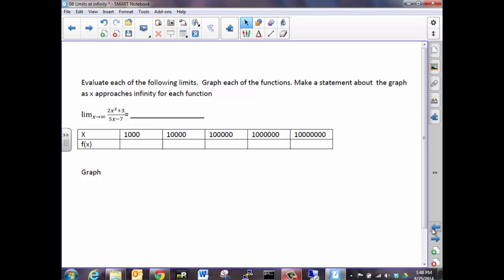All right, group 1. What kind of solution are y'all coming up with? Keeps getting bigger. Oh, it keeps getting bigger. What about group 2? Stays at 0.4.